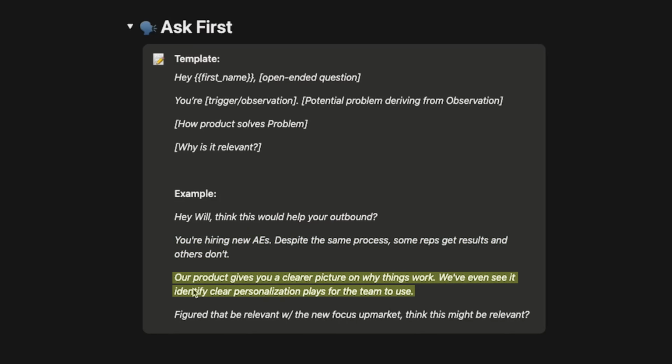Our product gives you a clearer picture on why things work. We've seen it identifying clear personalization plays for the team to use. Line 4 is the soft close. Figure that might be relevant with the new focus up market. Think this might be relevant? The beauty of this is the reply you get isn't just not interested, it's an actual answer to your question, and that opens the entire conversation.